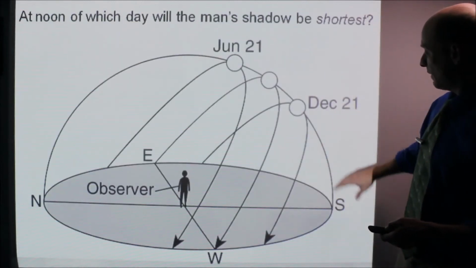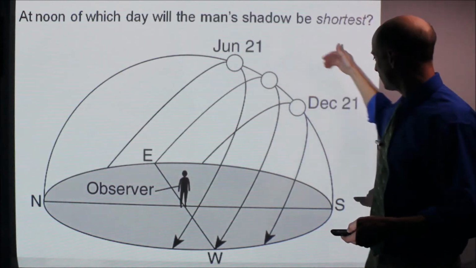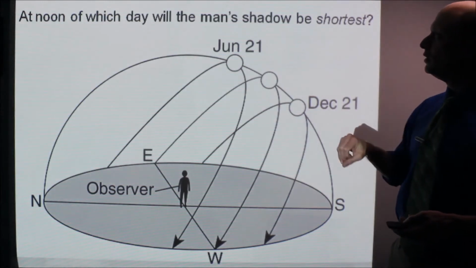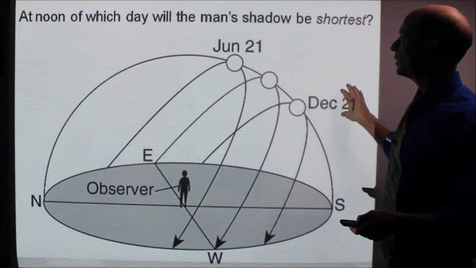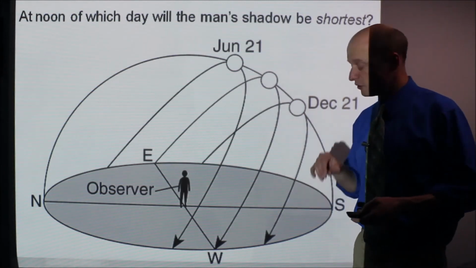Here's another one. Always look at what you're looking at here. We have just labeled June 21st and December 21st. At noon of which of these two days will the man's shadow be the shortest? Shortest shadow. So you really got to think about it.